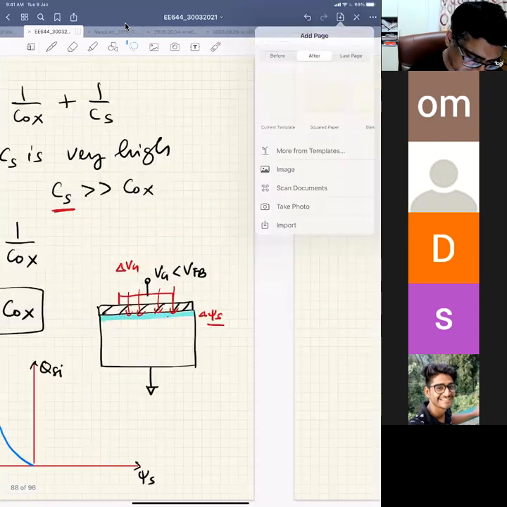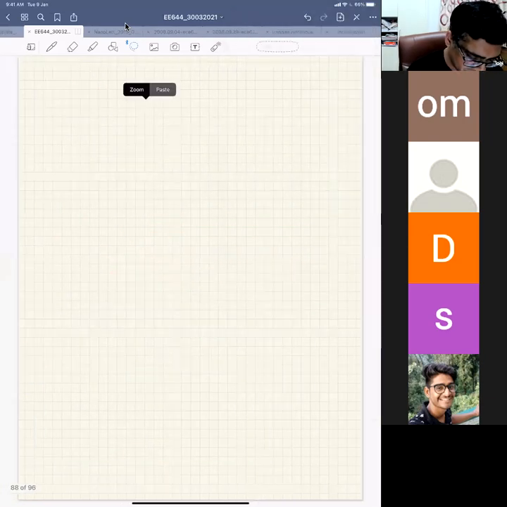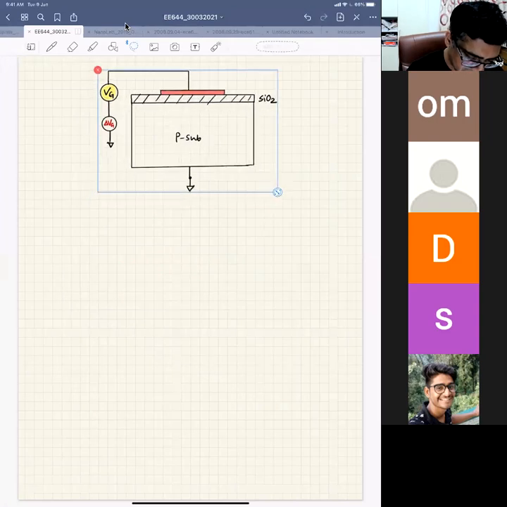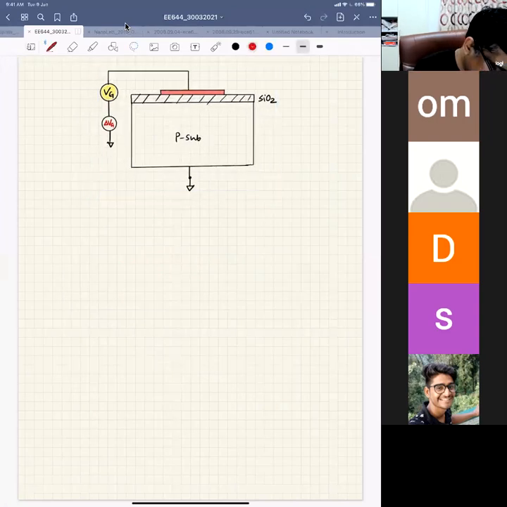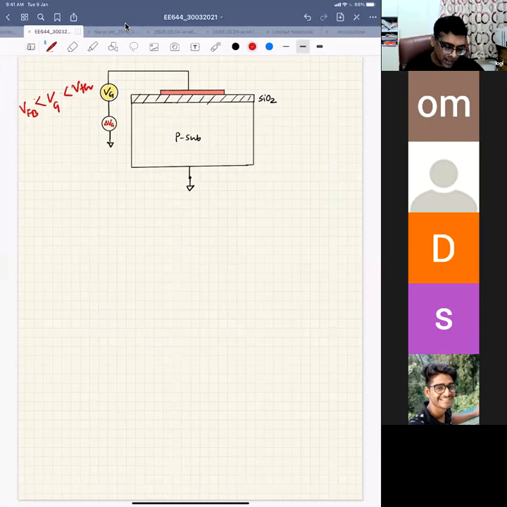So if not, then let's go to a point where your Vg is greater than VFB. So Vg will be somewhere between VFB and your VTH, right? If your Vg is somewhere between VFB and VTH, that means your transistor is in depletion, your capacitor is in depletion.